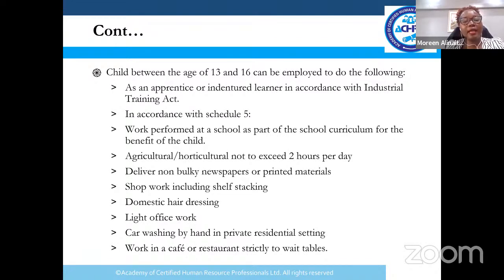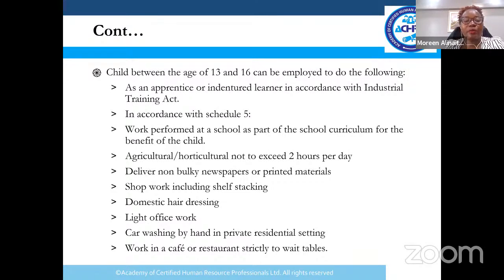So if they are performing work at the school as part of the school curriculum for the benefit of the child, you know, they are learning how to make bricks, but they are being given something very small to encourage them to do that. They used to do this on Saturdays. They can be employed in agricultural or horticultural activities, not exceeding 2 hours per day. They can also be employed to deliver non-bulky newspapers or printed material. Those are the children between 13 and 16.